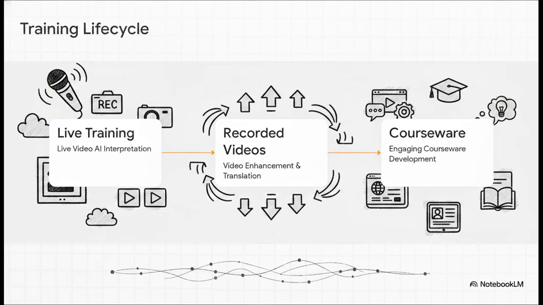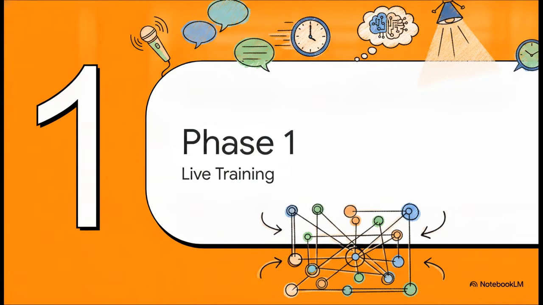So the platform maps this out into 3 natural, chronological steps. Step 1, live training. Step 2, recorded videos. And Step 3, courseware development. Let's walk through these. Starting with Phase 1, during the live training. This is where the AI has to perform in real time while the pressure is on.